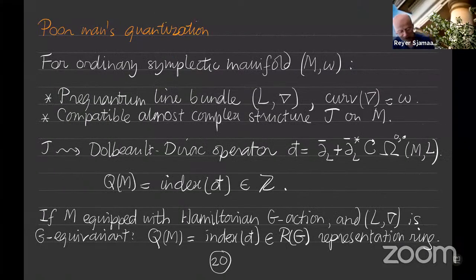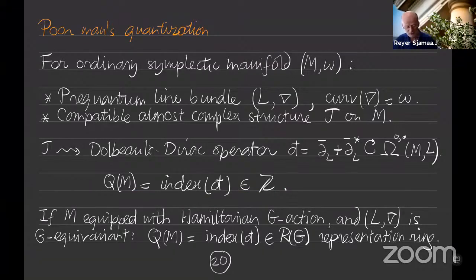Well, for an ordinary symplectic manifold, you do need the usual thing, a pre-quantum line bundle, a Hermitian line bundle whose curvature is a symplectic form. But instead of a polarization, which you need for geometric quantization, you use something much floppier. You use just the almost complex structure compatible with the symplectic form. And that gives you a Dolbeault type operator, which does not square to zero like on a complex manifold. But if you roll it up, you get a Dolbeault-Dirac operator, which is an elliptic operator. And you could take its index. And that I call my poor man's quantization of M.